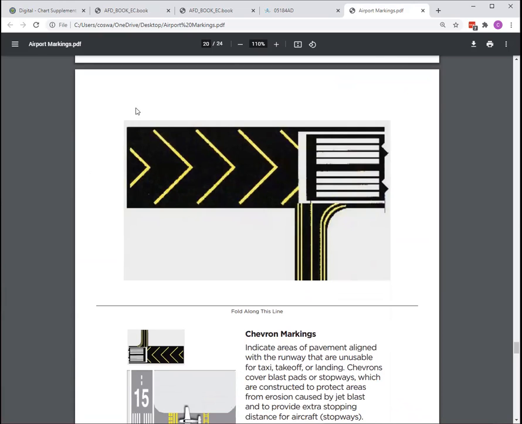These little chevron markings here indicate that usually this area is not to be used for takeoff. However, they might be used for emergency stopping, or they might be there for protection from erosion. So whatever the case may be, they're not to be used for taxiing onto, and they're not to be used for landing. They should only be used in emergencies, basically just emergencies.